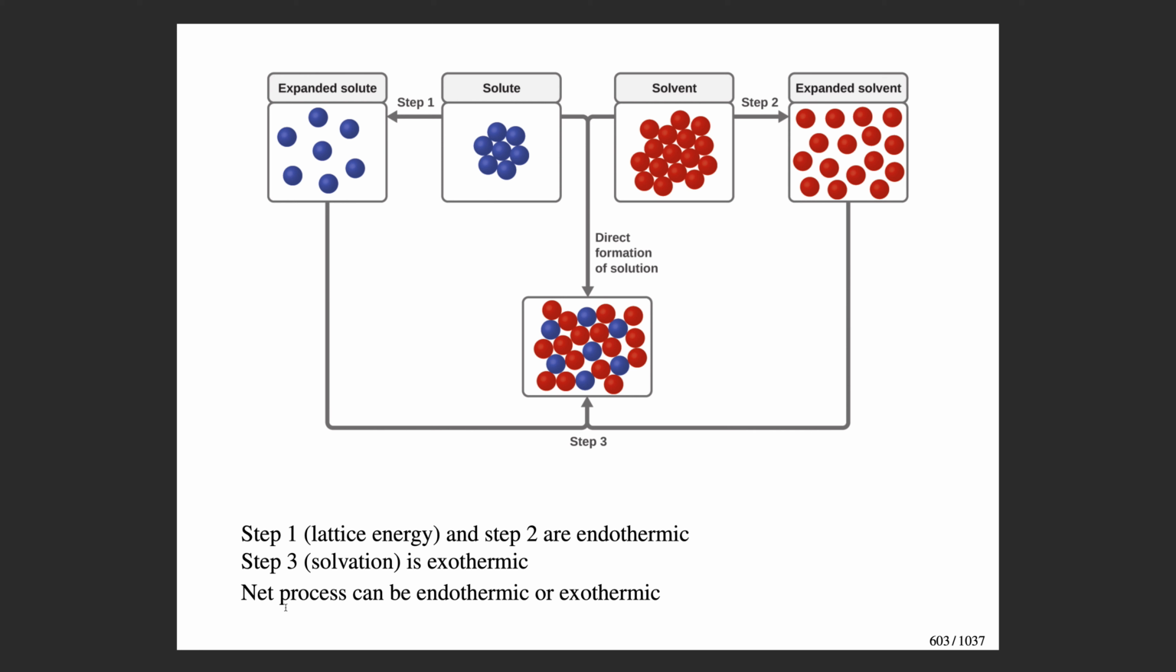The net process can be endothermic or exothermic. And we'll talk a little bit more about that as we go throughout this chapter.